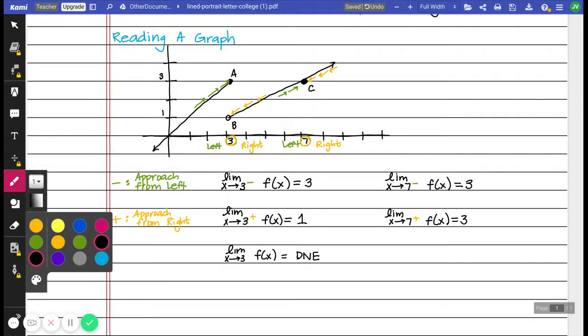So that means the limit as x approaches 7 for this particular function, right? I should probably clarify. This function right here, this is my f of x. The limit as I go to 7 is 3, no matter what, because both limits match. Now I know that this is kind of new and unfamiliar.